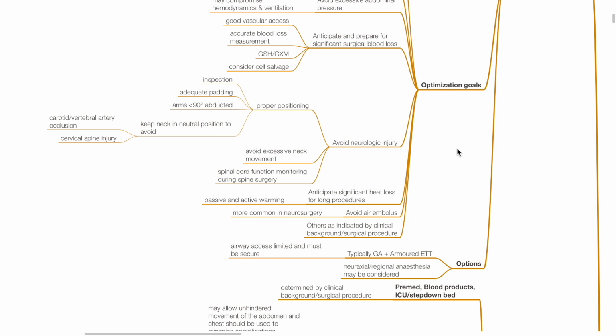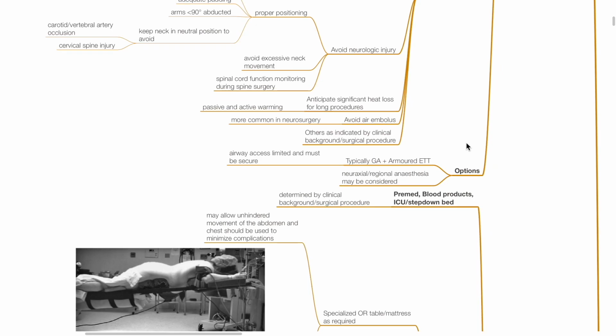To avoid carotid or vertebral artery occlusion and cervical spine injury, avoid excessive neck movement, with spinal cord function monitoring during spine surgery. Anticipate significant heat loss for long procedures. Employ passive and active warming. Avoid air embolism, which is more common during neurosurgery. Options include general anesthesia with armored endotracheal tube, or neuraxial or regional anesthesia.